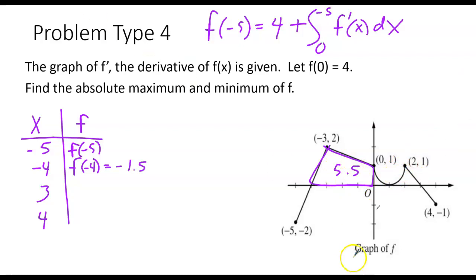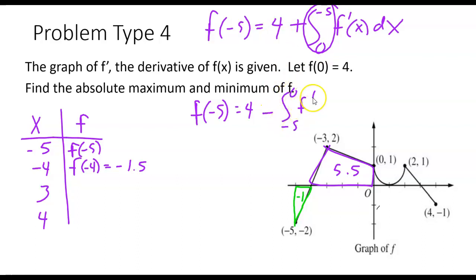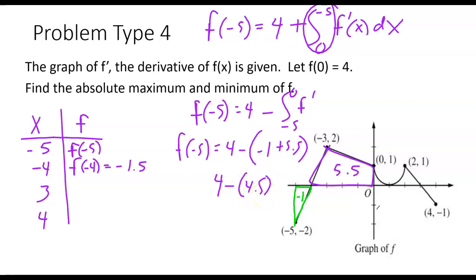But since we're going to -5 this time, we have to include this triangle. That triangle has an area of base times height. 1 times 2 is going to be 1, but since it's under the x-axis, it's negative. So let's come up here to our integral. We have f of -5 is equal to 4 plus, and actually we have to flip the limits again because they're backwards, right? So it's going to be minus the integral from -5 to 0 of f prime. Okay, so we have -1 plus 5.5, and so that's going to be 4 minus 4.5, and 4 minus 4.5 is 0.5. And so this one here is equal to 0.5. That's our final answer.